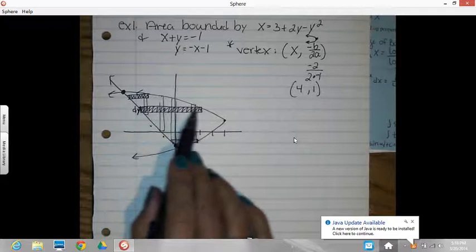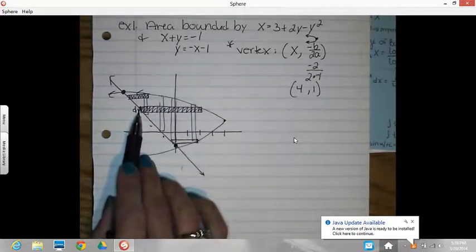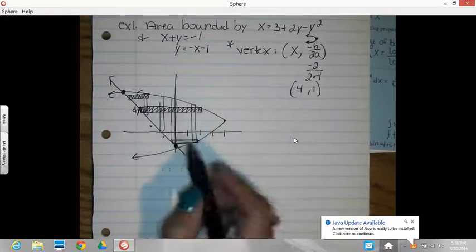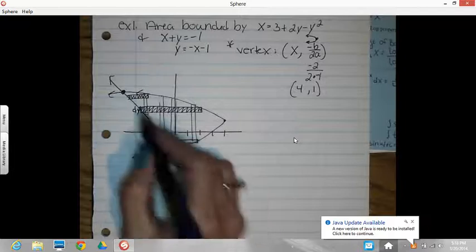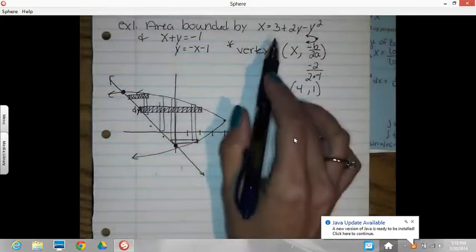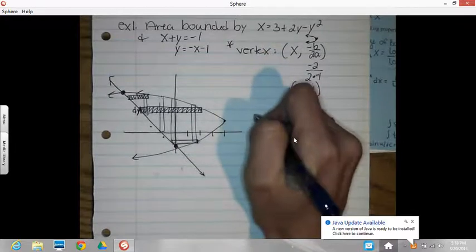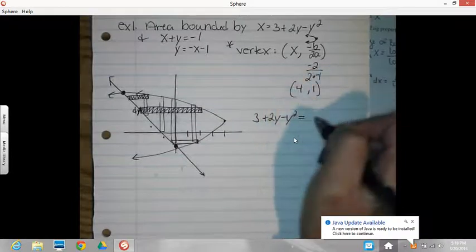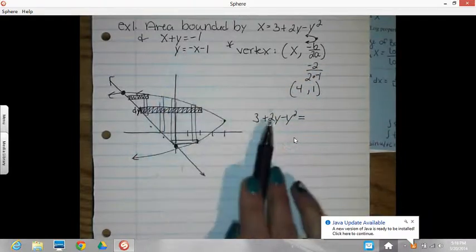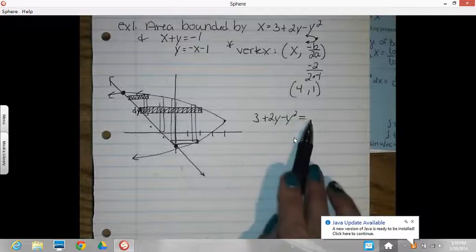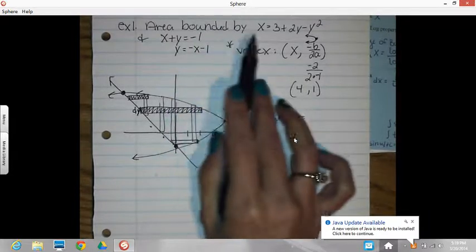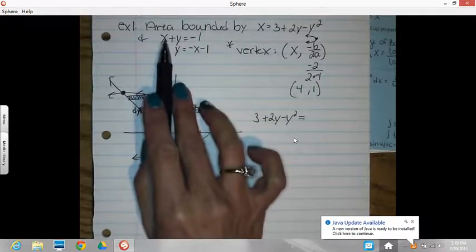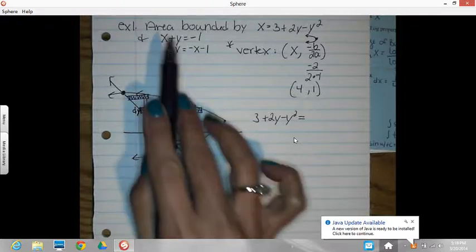How do I find the boundaries? I still set my equations equal, because if they intersect, that means they are equal at those 2 points. So I'll take my parabola, which is 3 plus 2y minus y squared, and set that equal to my line. But because this is in terms of y, I want the line in terms of y. In other words, I want the line to be x equals, like the parabola is. So I'm going to rewrite it and kick the y to the other side. That would mean x equals negative y, subtract 1.